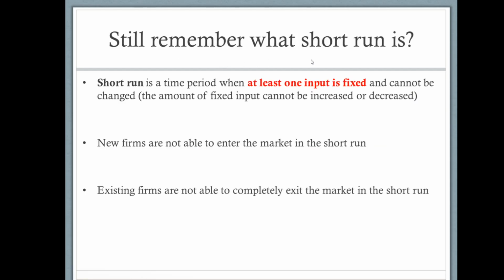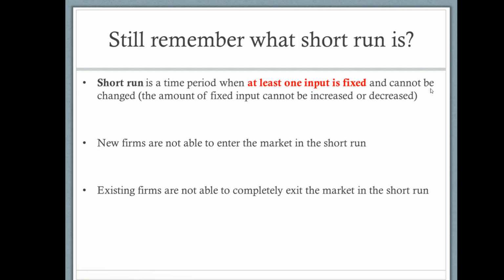Okay, if you still remember what short run is from part one. So this is actually short run. Short run once again is a time period when there is at least one input that is fixed, and you cannot change the amount of that fixed input in this period. So the fixed input, they are fixed in that period. You cannot change it.